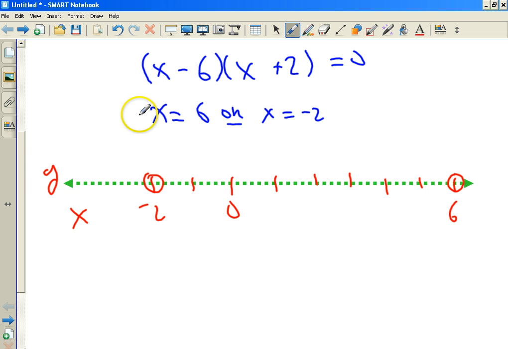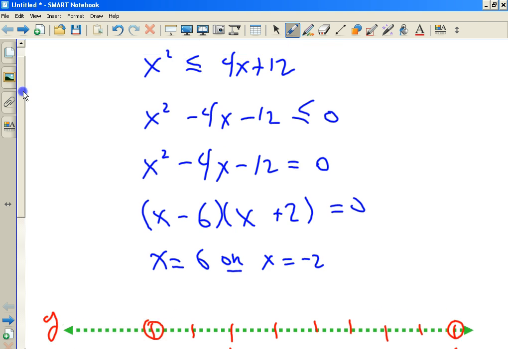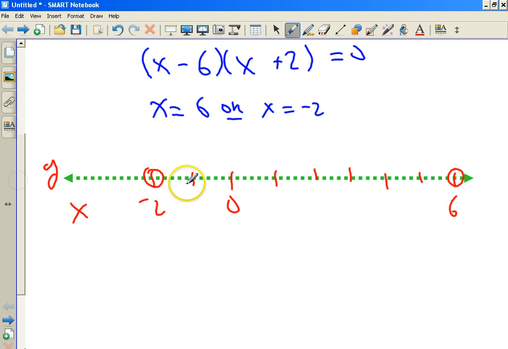Now you know what this looks like. What if you graphed this? What shape would you get? A parabola. Now what kind of parabola? Smiley face, frowny face? If this were the x-axis, it would go like this. Notice everywhere between negative 2 and 6, it's going to be either positive or negative. It can't be both. Anything before negative 2, it's got to be positive or negative. It can't change. So you have 3 regions.